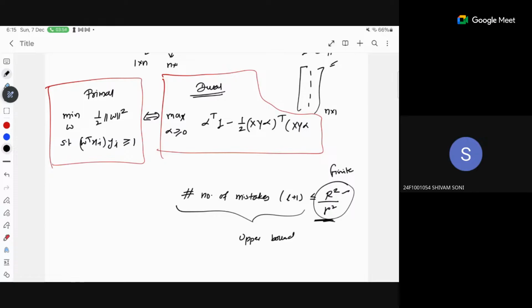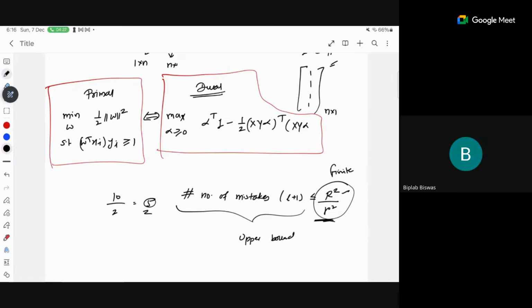But that does not mean it will always converge at exactly R square by gamma square. Let's say R square is 10 and gamma square is 2. Then the number of mistakes is at most 5. The algorithm will always converge with 5 mistakes or less than that. It is possible to converge with, let's say, 3 or 4 mistakes. That is possible, right?